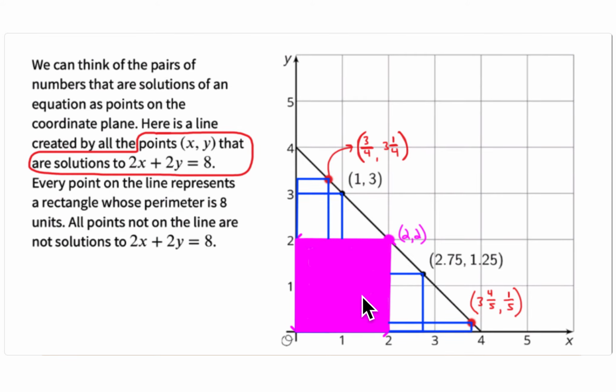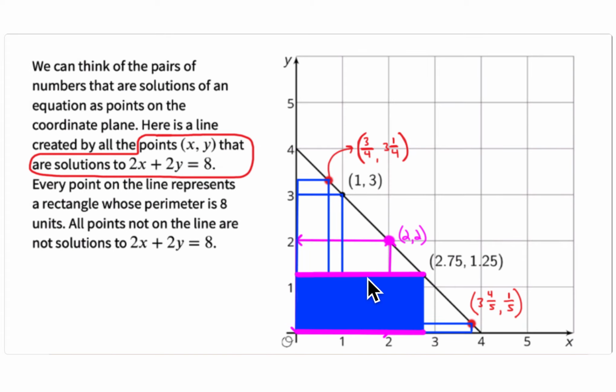The next one, this is the square. Double the length, 2 times 2 is 4, double the width, 2 times 2 is 4, add them together, you get an answer of 8 units. So again, this point, since it's on this line, which is the graph of this equation, draw a rectangle, put one vertex on the line, the other vertex at the origin, and you will get a perimeter of 8 units. Next one. Double the lengths, double the widths. We did this one already. That perimeter is going to equal 8 units.